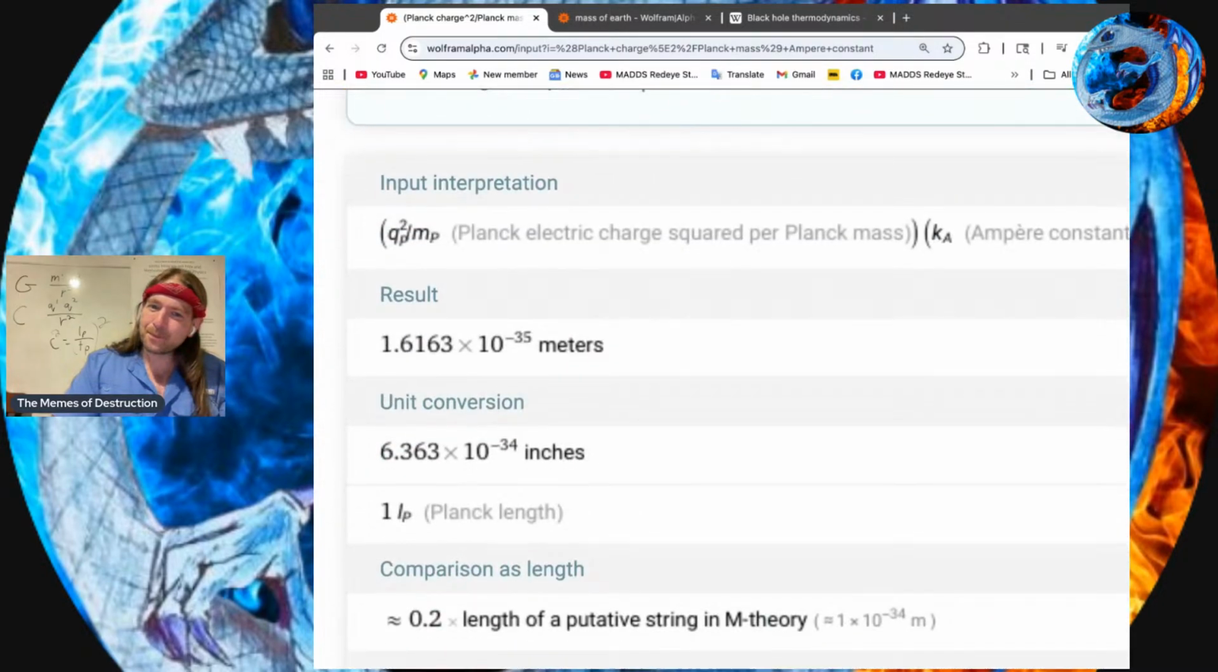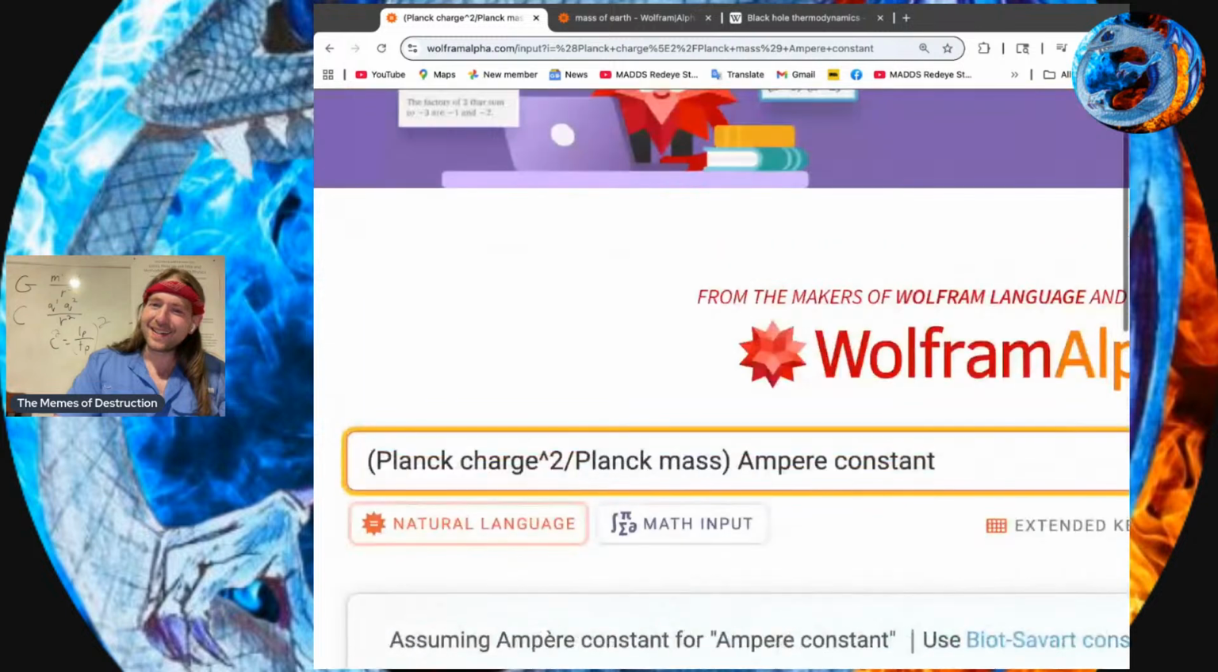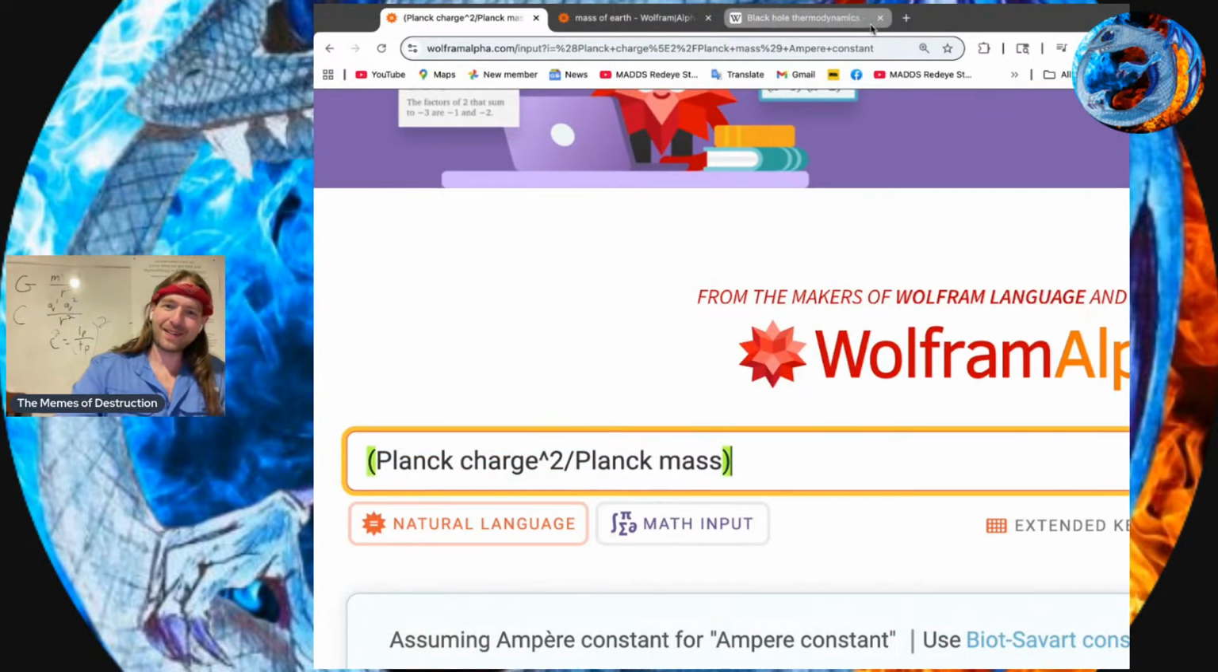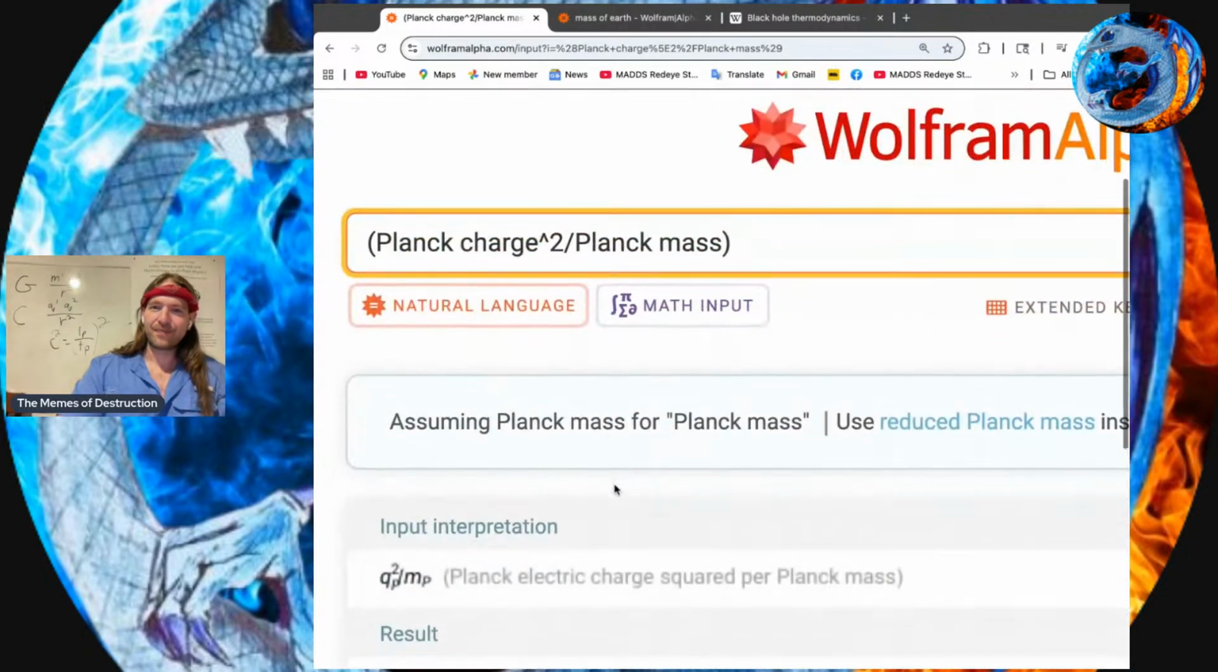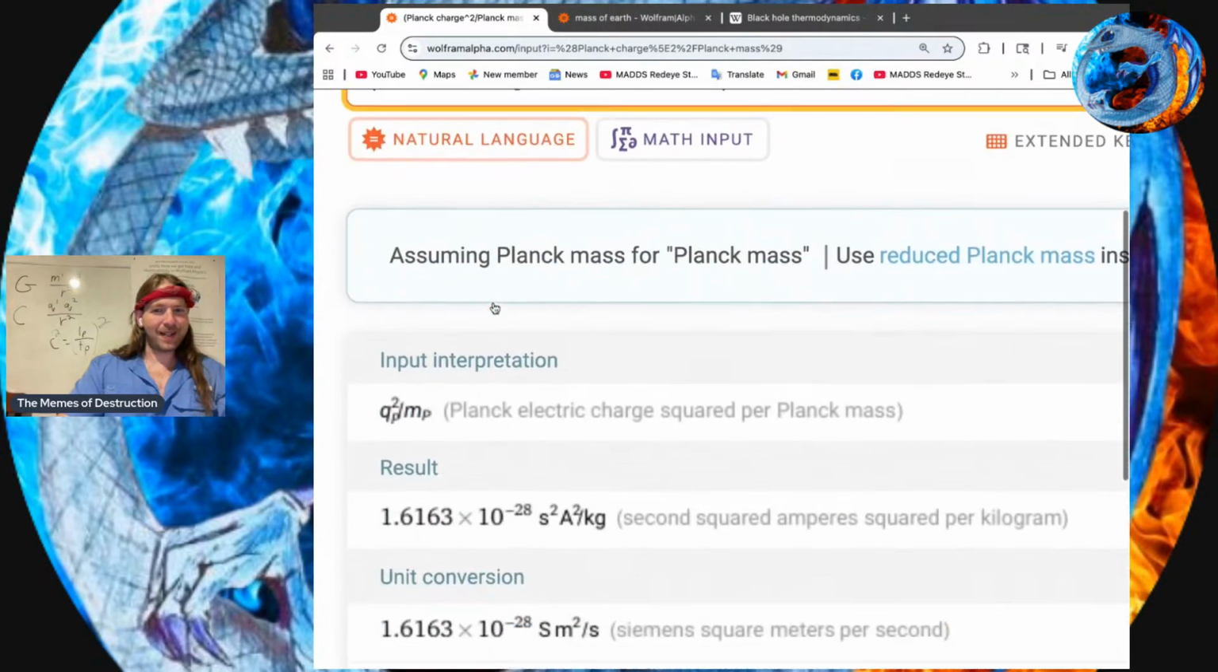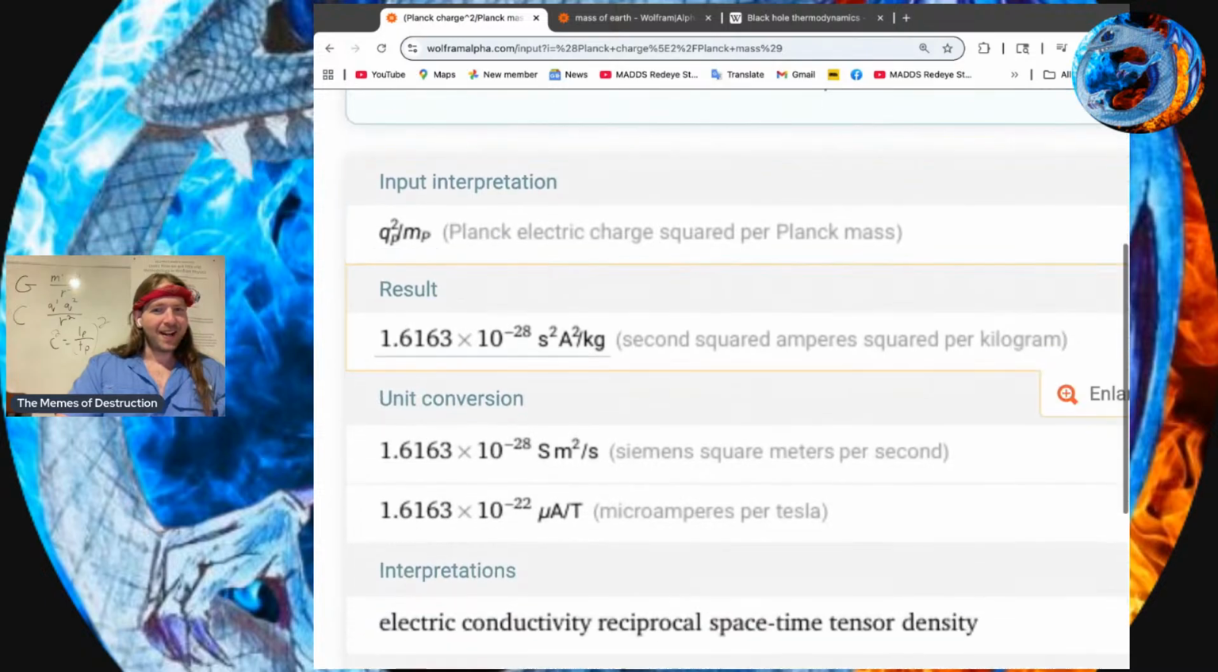Where were we? Let's go back. Let's pull off the Ampere constant. Let's go right here. Planck charge squared divided by the Planck mass. What does that give us? Now, if you've done enough calculations with these things, when you start seeing that 1.616, those are the beginning digits of the Planck length.